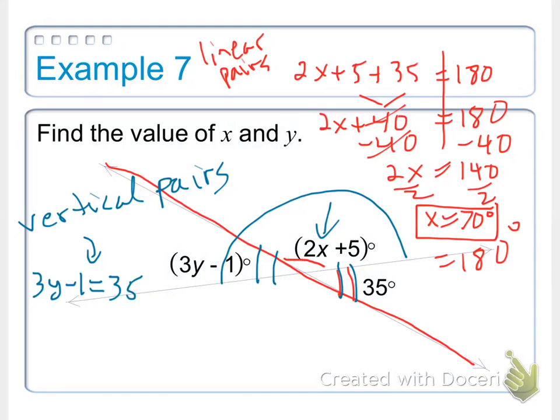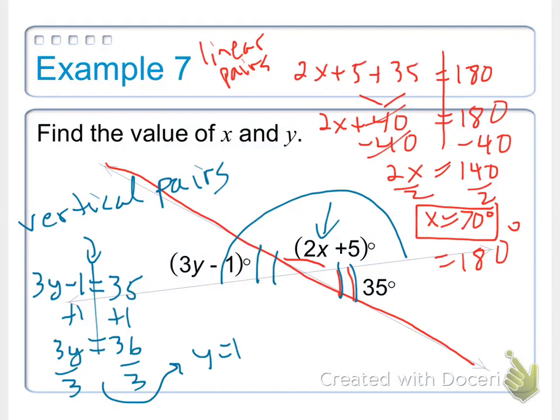Okay, so now I just have to do some work, draw my line down the middle, add 1, I'll get 36 equals 3y, divide by 3, and I'll get y equals 12. And I've solved what they asked me for, which is, go back and read, I solved for x and I solved for y. It seems to make sense.